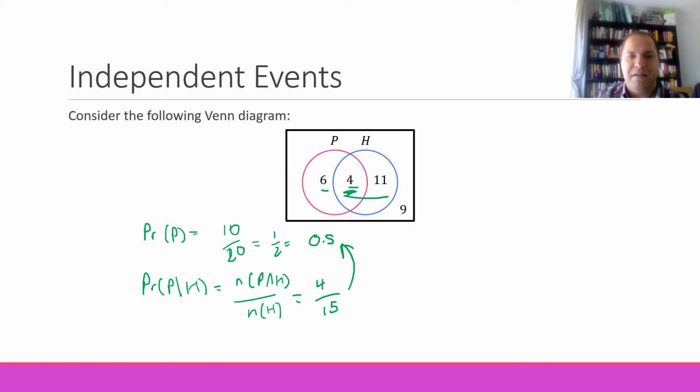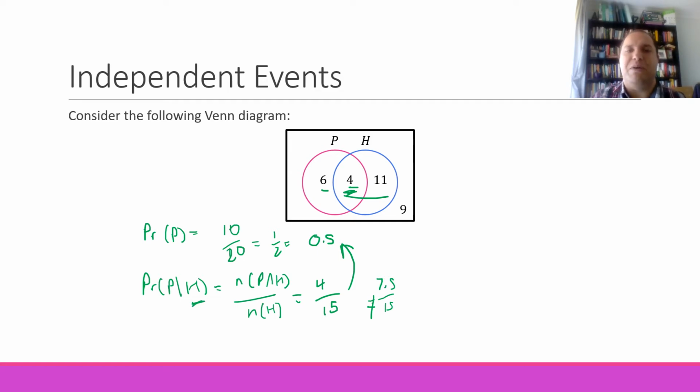So if it was half, it would be something like 7.5 out of 15. That would be the same as half, but we don't equal that value. So what this means is the probability of P is changing depending on whether or not H happens, right? So that's our conditional probability.